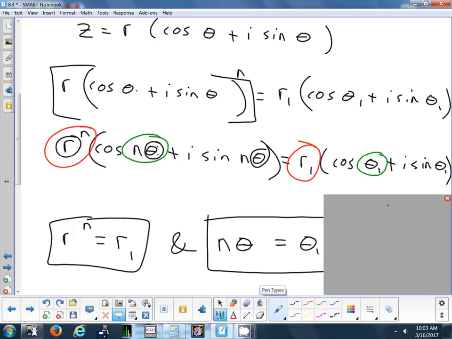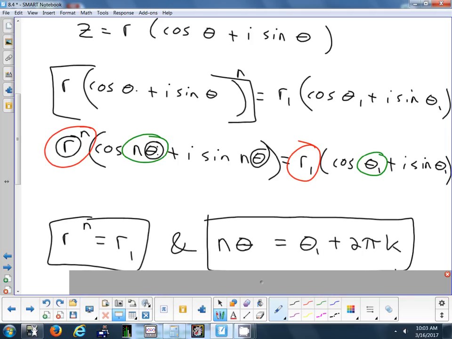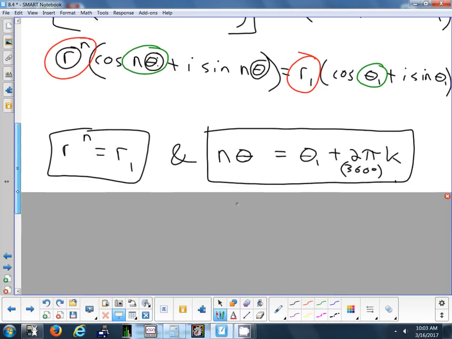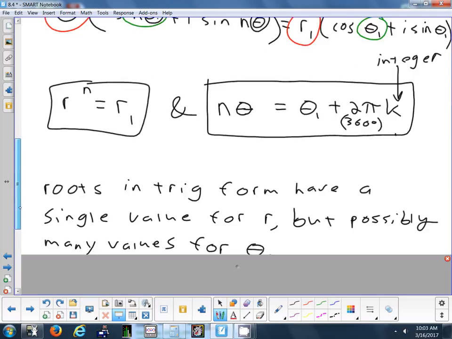So now, that angle has to match that angle. Or, what can you add to theta 1 that wouldn't change the angle? Or you can subtract it as well. You can add or subtract any multiple of 360. Or if you're in radians, that's 2 pi. So the angle on the left has to match the angle on the right, or the fancy way to say this is anything that is coterminal with it, meaning adding or subtracting 360. So now k represents an integer. And k is how you're going to get the multiple answers for your problem.